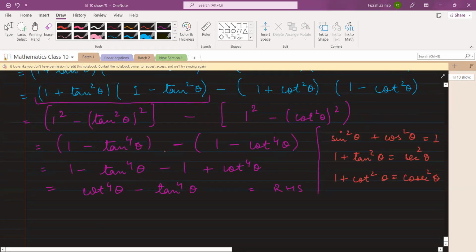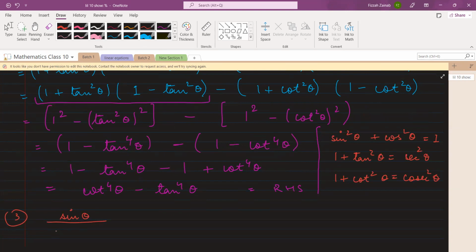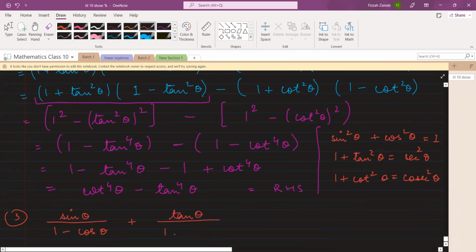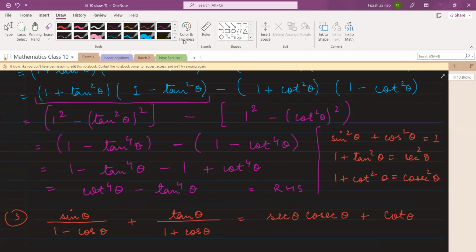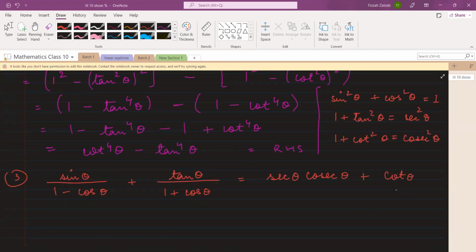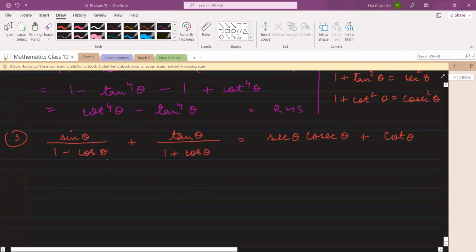So I'm writing one more question here. Now you solve this. This is not that difficult. Sine theta upon 1 minus cos theta plus tan theta upon sec theta, cosec theta. Okay, so you take LCM first of all and then solve it, okay?